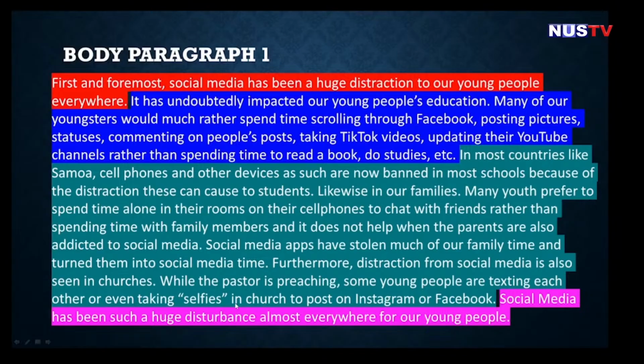As you can see, highlighted in red is our topic sentence. Remember our TEAK strategy? T stands for topic sentence. In blue, we have our explanation. E for explain. In green, we have our examples to support our topic sentence. And in pink, we have our concluding sentence.